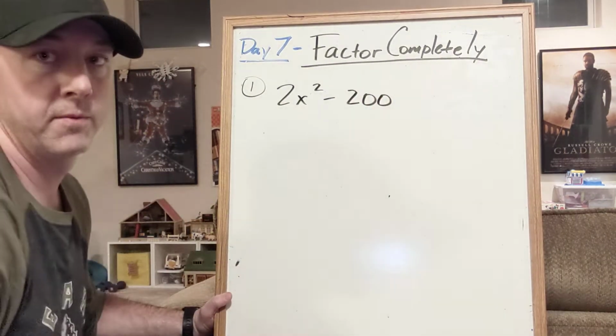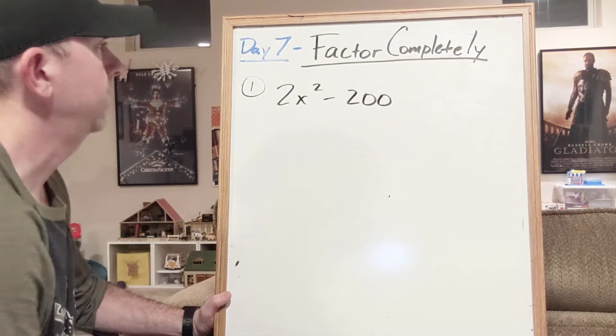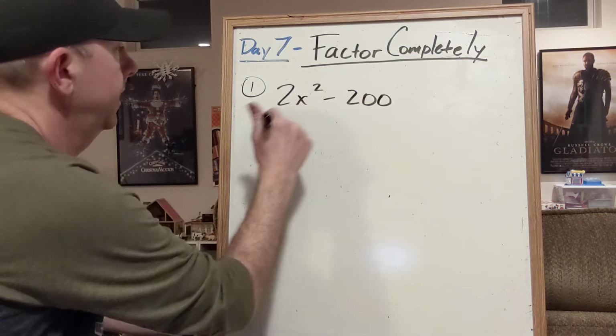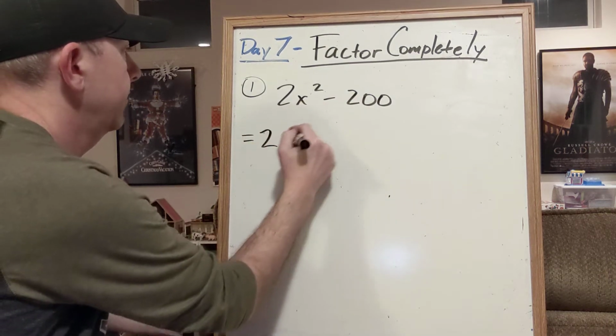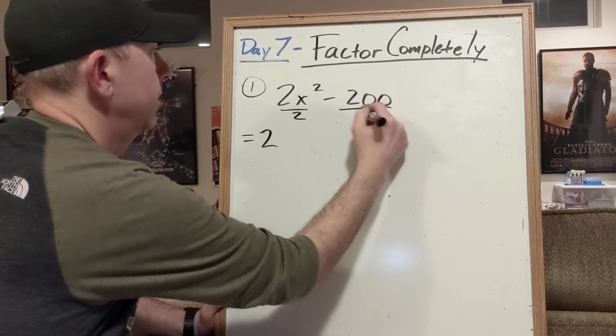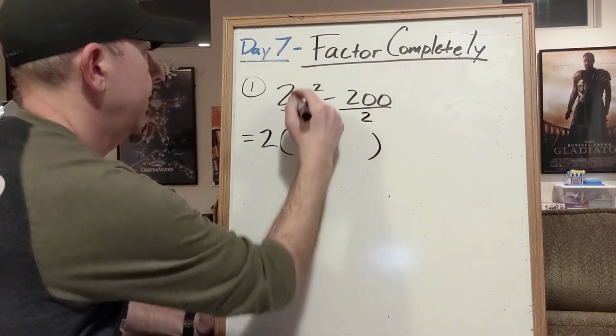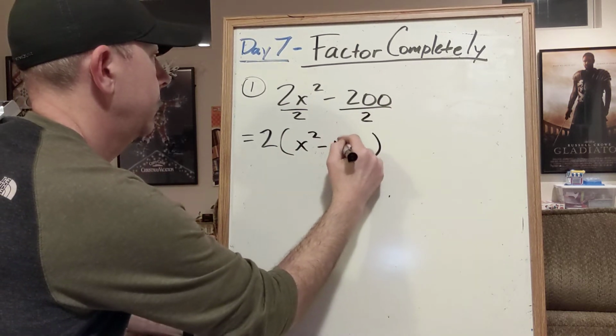All right, rule number 1, we always look for a GCF right off the bat. So look at the smallest number. Does 2 go into that? Yes, it does. So we can factor out a 2. When we do that, we're left with x squared minus 100.